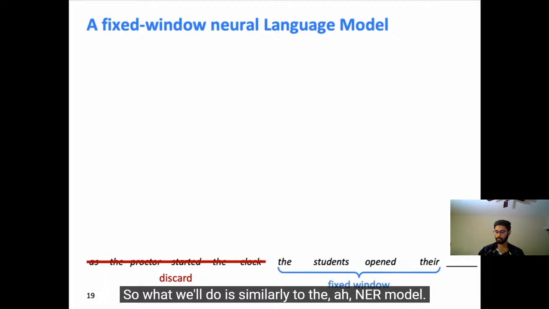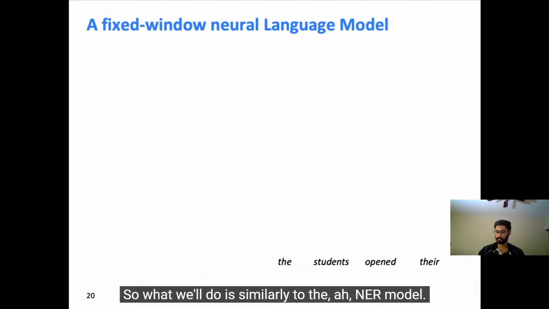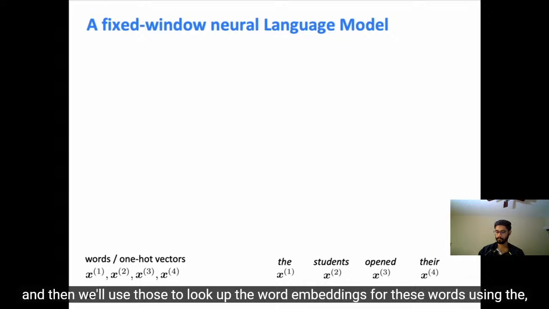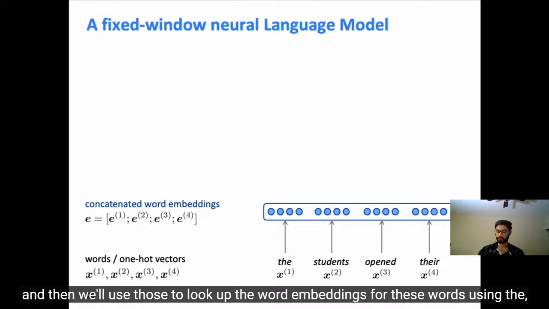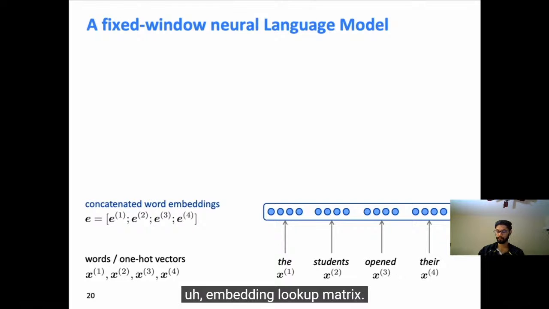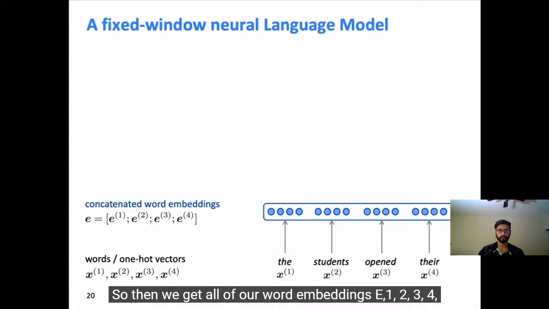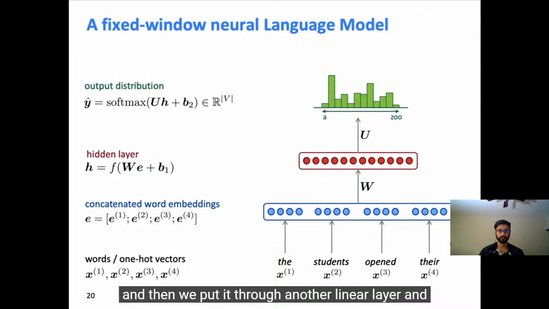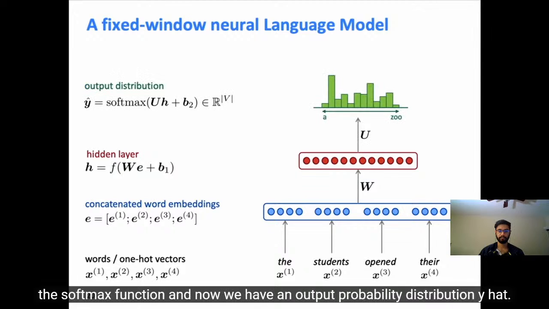Similarly to the NER model, we're going to represent these words with one-hot vectors, and then we'll use those to look up the word embeddings for these words using the embedding lookup matrix. So then we get all of our word embeddings e1, e2, e3, e4, and then we concatenate them together to get e. We put this through a linear layer and a nonlinearity function f to get some kind of hidden layer. And then we put this through another linear layer and a softmax function, and now we have an output probability distribution y hat.